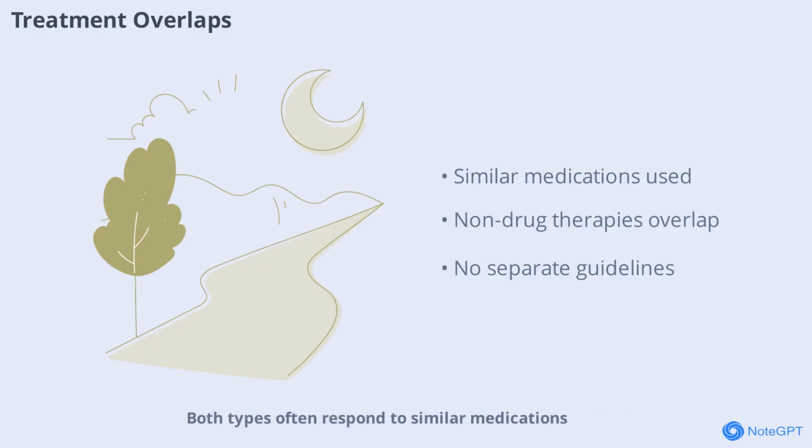Both types often respond to similar medications, such as antidepressants and gabapentinoids, as well as non-pharmacological interventions like exercise and cognitive behavioral therapy. There are no established guidelines that clearly separate treatments for nociplastic pain from those for neuropathic pain. This practical overlap supports the idea of integrating the two categories for clinical purposes.